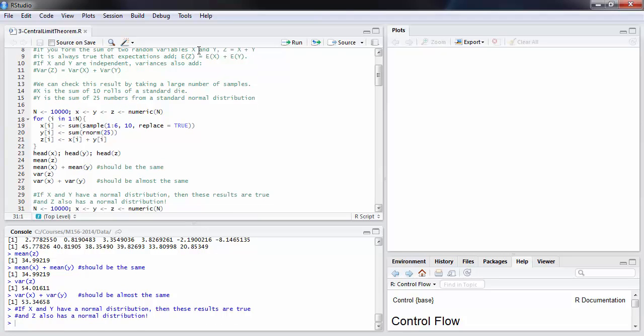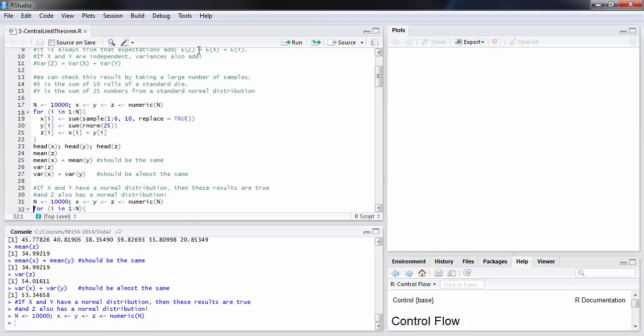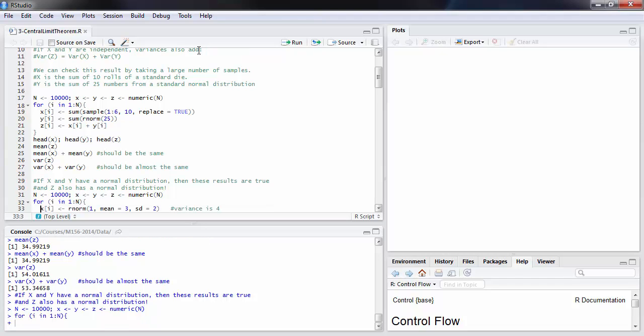Now, if x and y both have normal distributions, not only are these results still true, but the sum of the two random variables z also has a normal distribution. This is a property that's peculiar to the normal distribution, and basically it explains why normal distributions show up in so many different contexts.